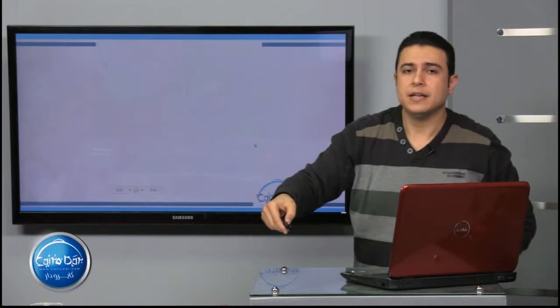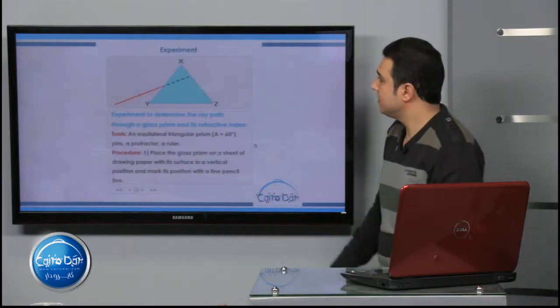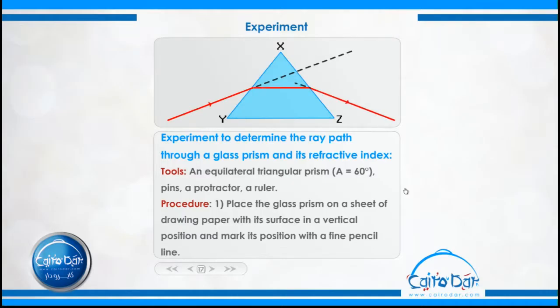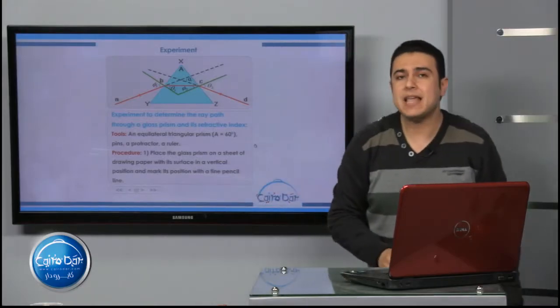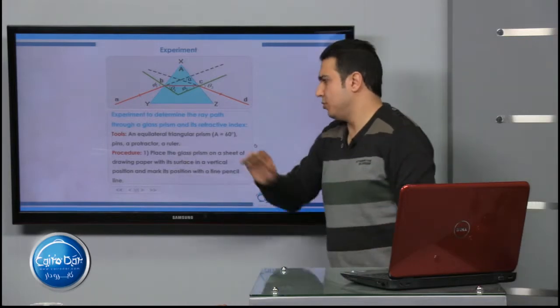Let's start. Here, as you see, we have the triangular glass prism and this experiment to determine the ray path through a glass prism. What are the tools that you need for this experiment? We need, of course, an equilateral triangular prism, with refracting angle of the prism A equals 60 degrees. We need pins, a protractor, and a ruler.